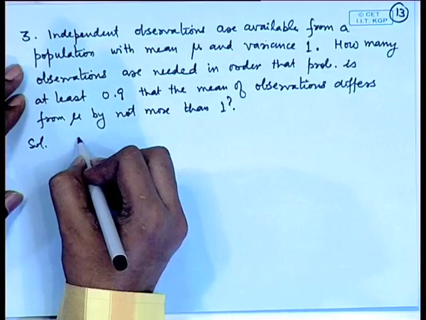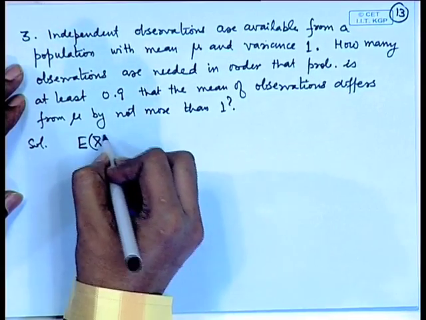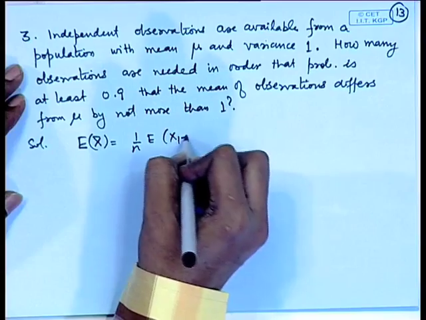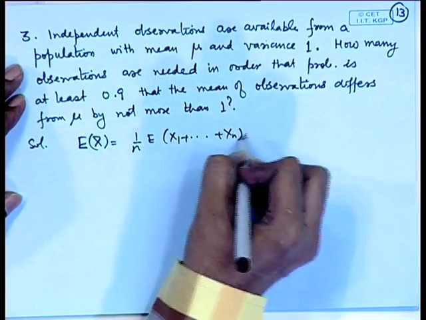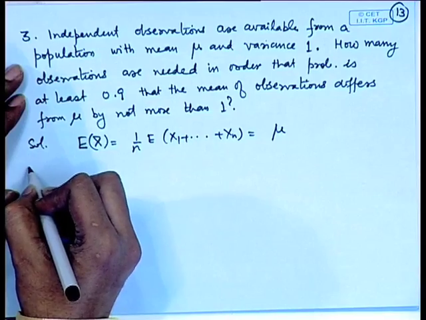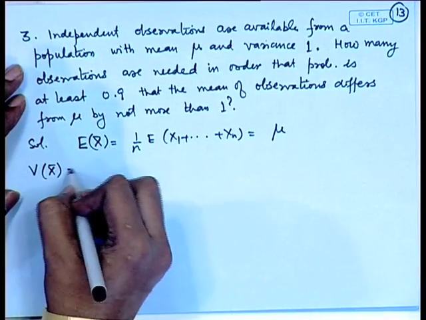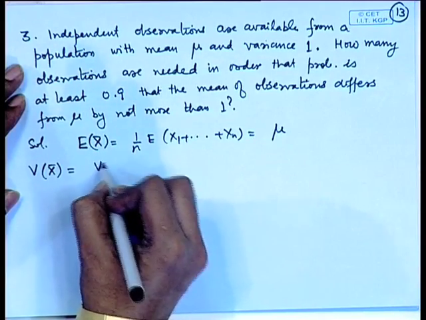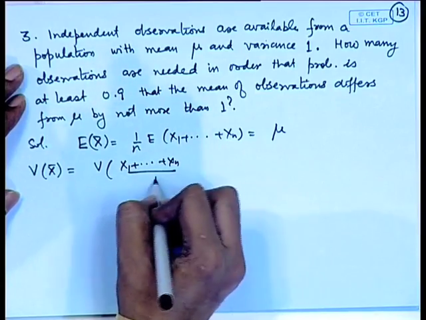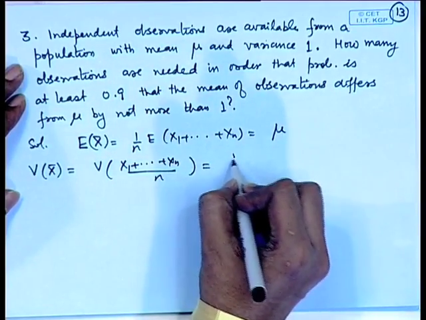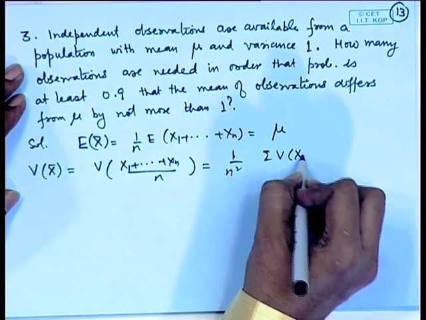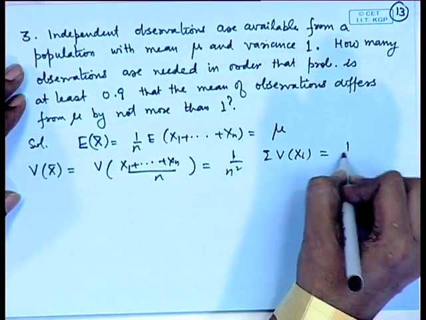So, if we are looking at the expectation of x bar, that is equal to 1 by n times the expectation of x 1 plus x 2 plus up to x n, which is equal to mu. If we are looking at the variance of x bar, that is the variance of x 1 plus x 2 plus up to x n, divided by n, then it is equal to 1 by n square times the sum of the variances of x i. Each of these is 1. So, it becomes 1 by n.